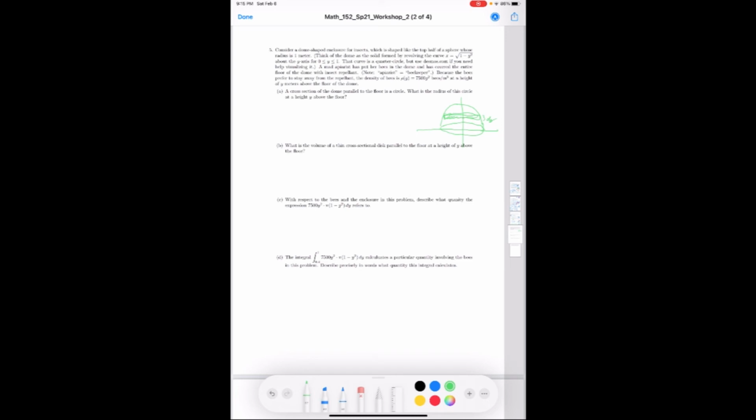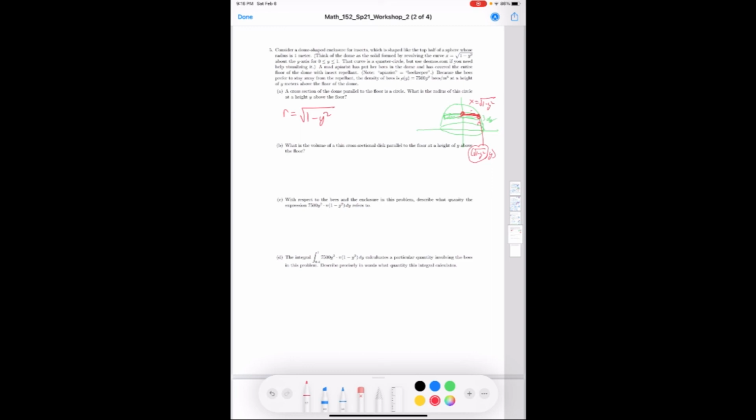So in part A, we want to know what the radius of the circle is. This circle has a radius that goes from here out to here, and we know that this equation is x equals the square root of 1 minus y squared. That's fairly simple. Every point here has the form square root of 1 minus y squared, comma y, and we can easily see that the distance between that point and the y-axis is just given by this expression. So the radius at a height of y is just the square root of 1 minus y squared.